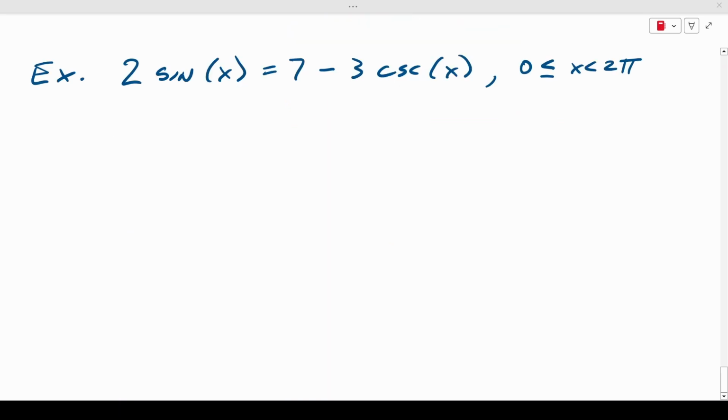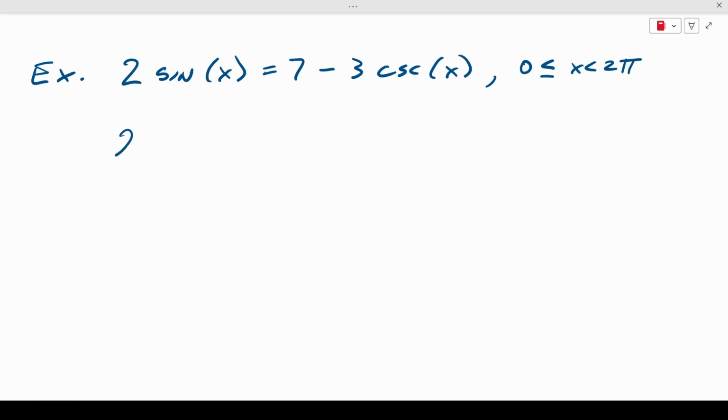Okay, last one here. So this one looks kind of interesting. I have a sine and I have a cosecant, and cosecant is 1 over sine. So that matches up. I don't have any double angles. So I think I'm just going to literally use the reciprocal identity that cosecant is 1 over sine. And I think that will probably be good.